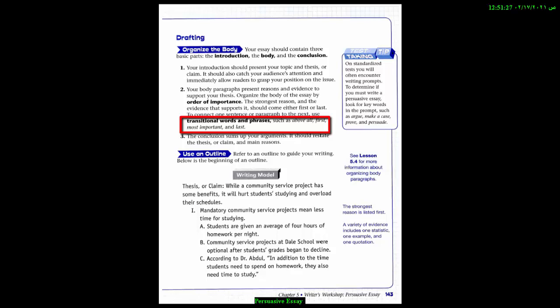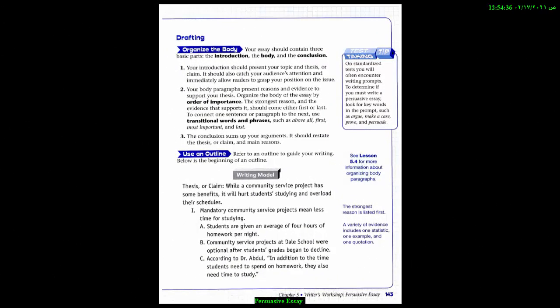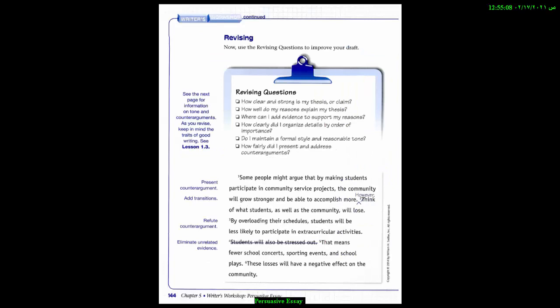In the conclusion, you should summarize the argument and restate the thesis or claim and also the main reasons. What are some of the questions that you can ask yourself to check whether you've fulfilled the task or not? Question 1. How clear and strong is my thesis or claim? How well do my reasons explain the thesis? Where can I add evidence to support my reasons? How clearly did I organize the details by order of importance?